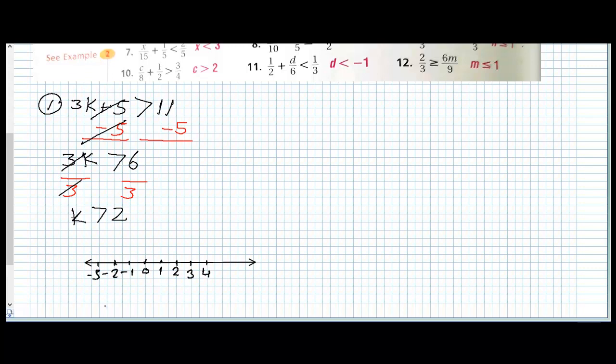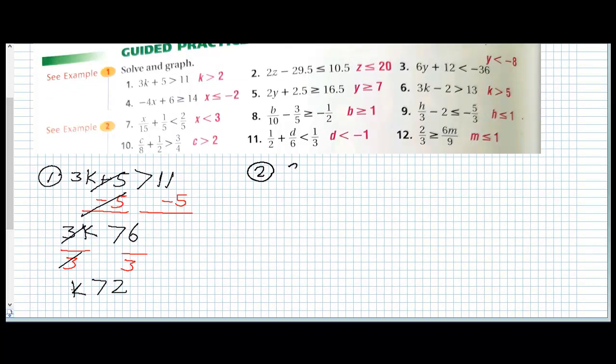Here, k is bigger than 2, so I will go to 2 and draw an open circle. Why an open circle? Because I don't have equals here. If I don't have equals, it will be an open circle. Now, I want to draw a line, okay? This line will be all the numbers bigger than 2. So I will draw a line here with all the numbers that are bigger than 2. After that, I will shade all the numbers like this. So let's go. Next, question 2.